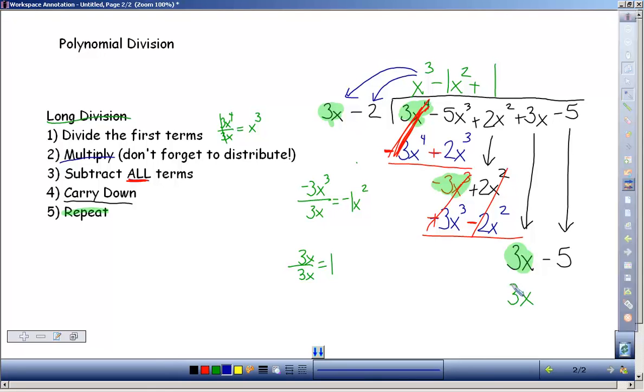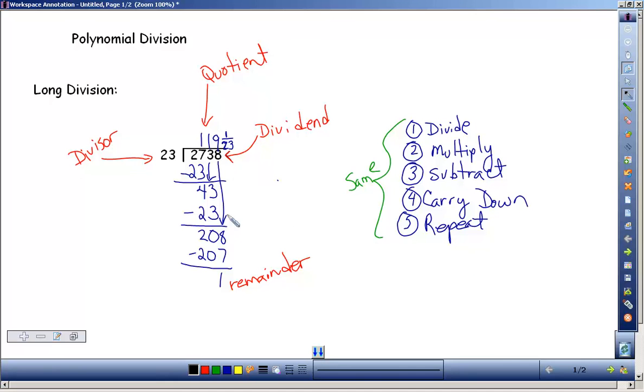3x times 1 is 3x. And 1 times negative 2 is negative 2. When I subtract, I get minus, and minus a negative is plus a positive. 3x and negative 3x cancel. Negative 5 and 2 is negative 3. I'm at the carry down step, but there's nothing to carry down. And we said that meant we were done and that this was our remainder.